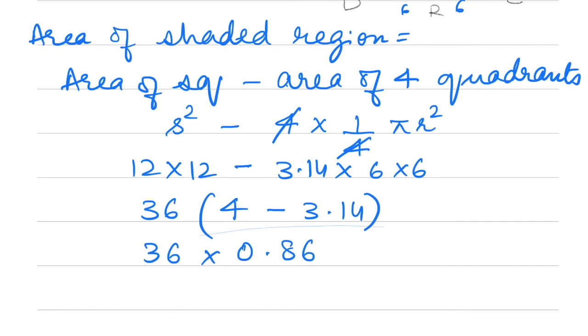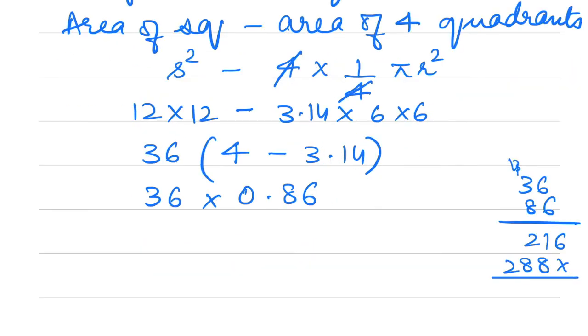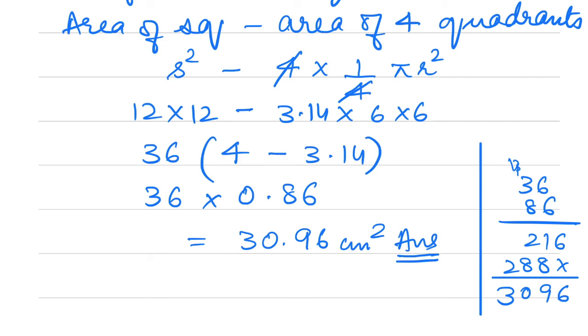which will give me 0.86. So let's multiply this now. So we get 6, 9 and 3096. So this is equal to 30.96 centimeter square. That's the answer. This is some little bit of rough work.